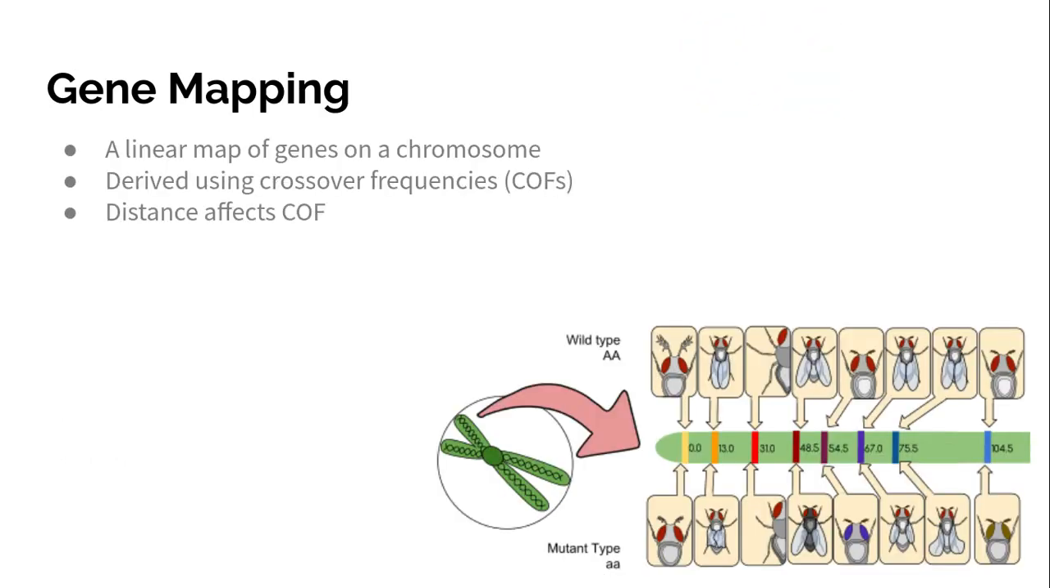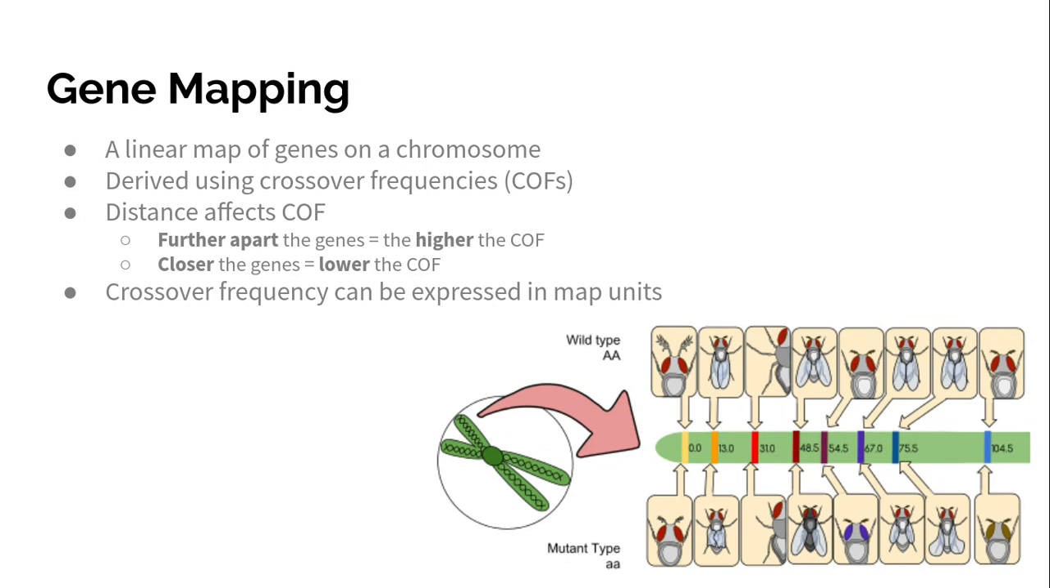So what is the point of gene mapping? Well, the idea behind gene mapping is we want to know a linear distance of genes on chromosomes. These are derived by crossing over frequency. So how common is it for something to cross over? Distance along the chromosome affects crossing over frequencies. So the further apart the genes are, the higher the crossover rate. The closer the genes are, the less likely they are to actually separate, so it has a lower crossing over rate.